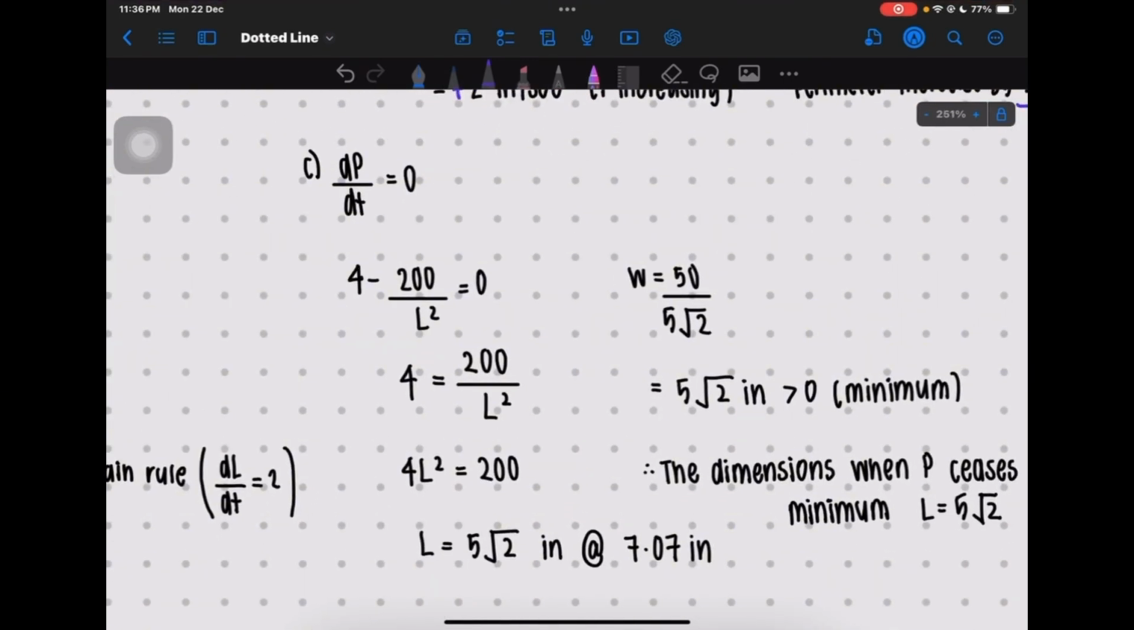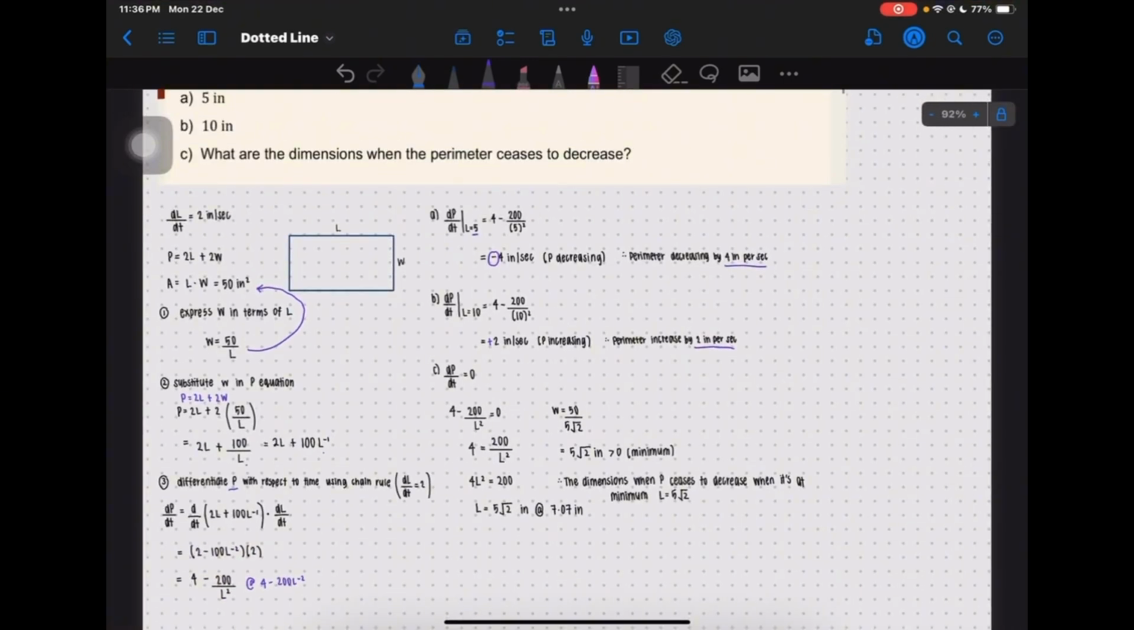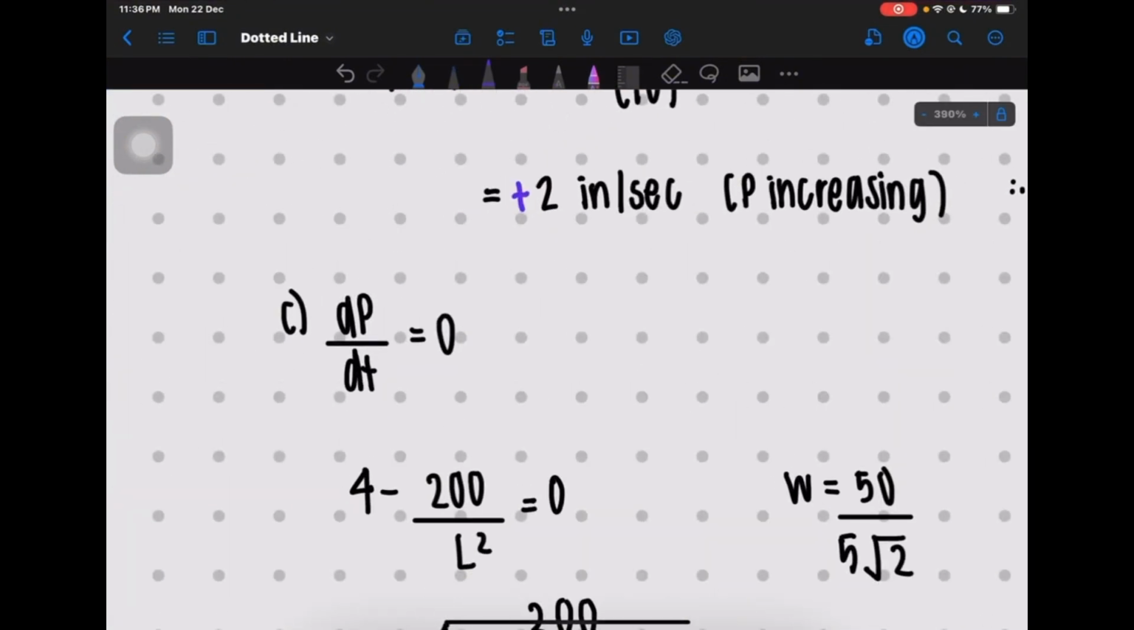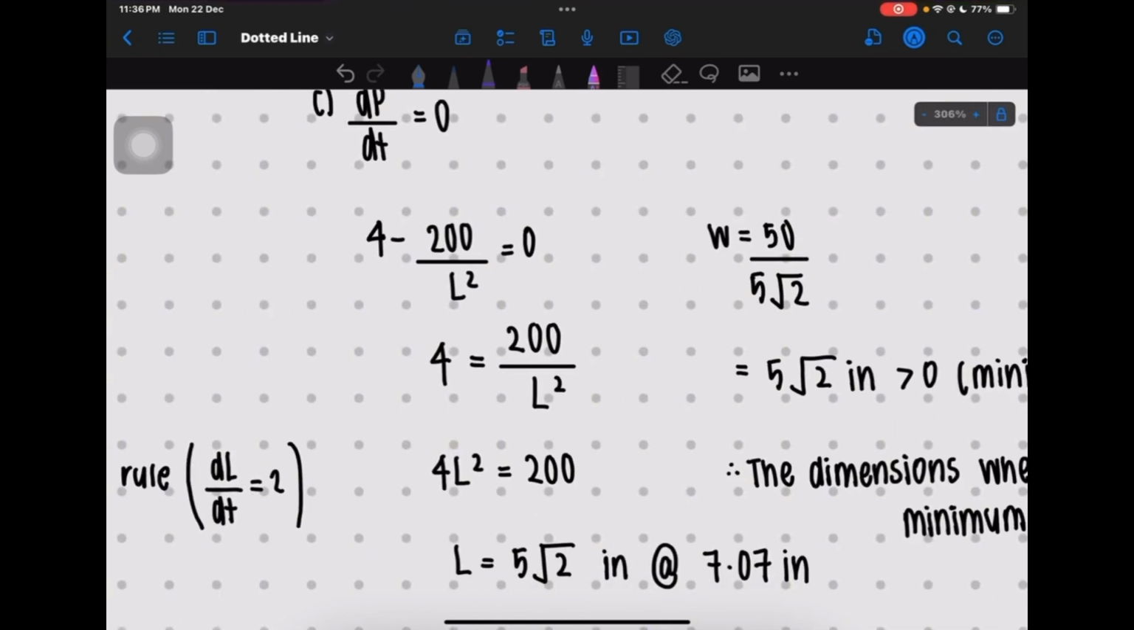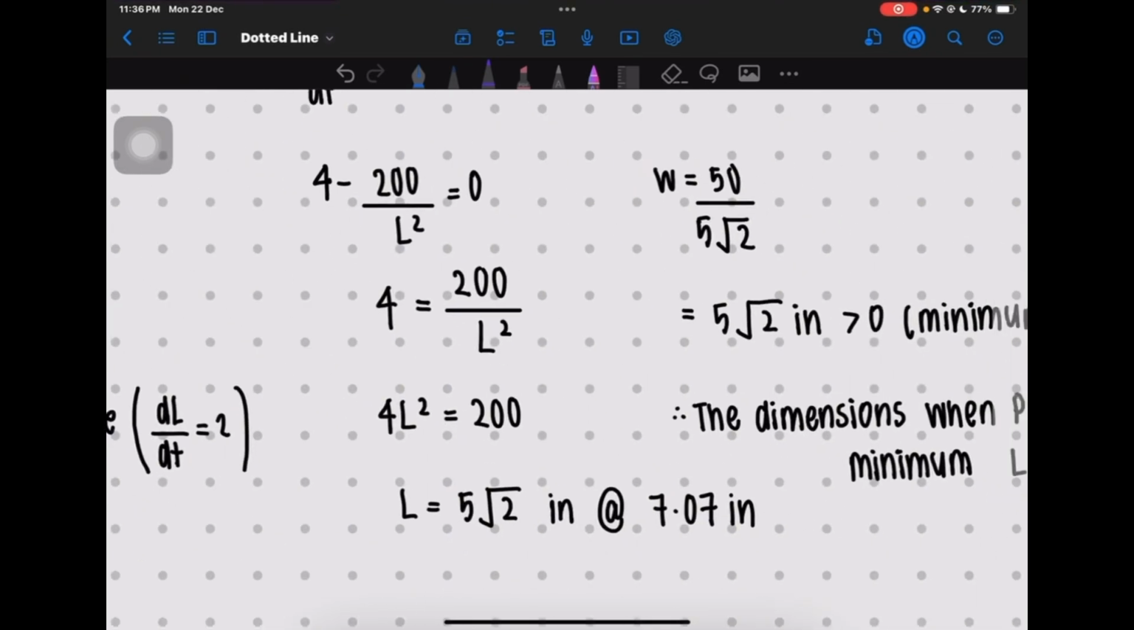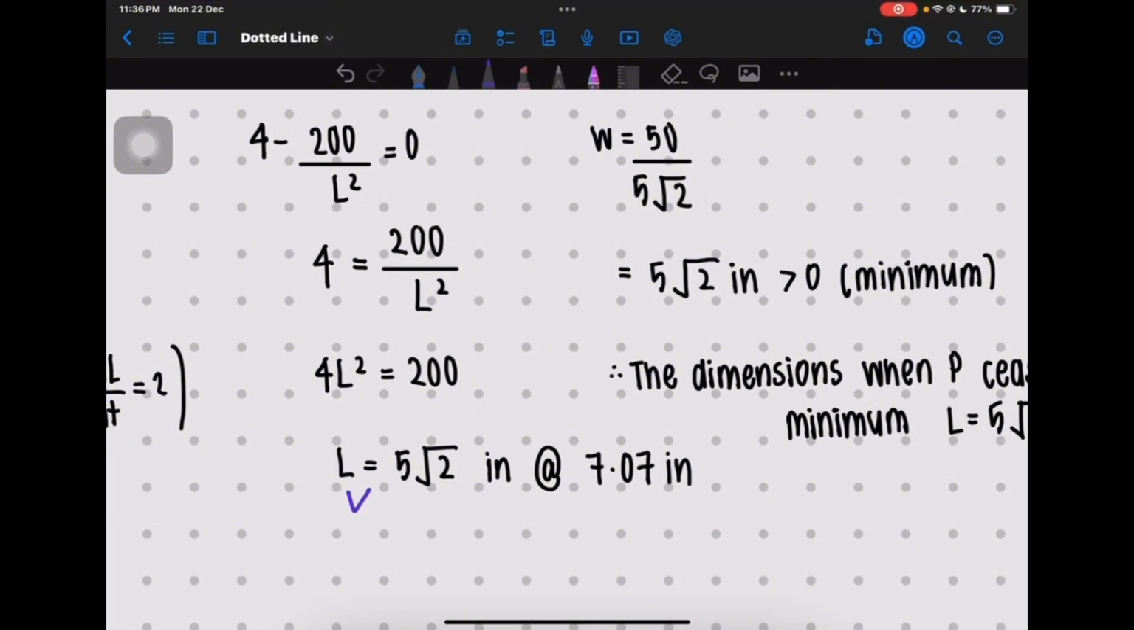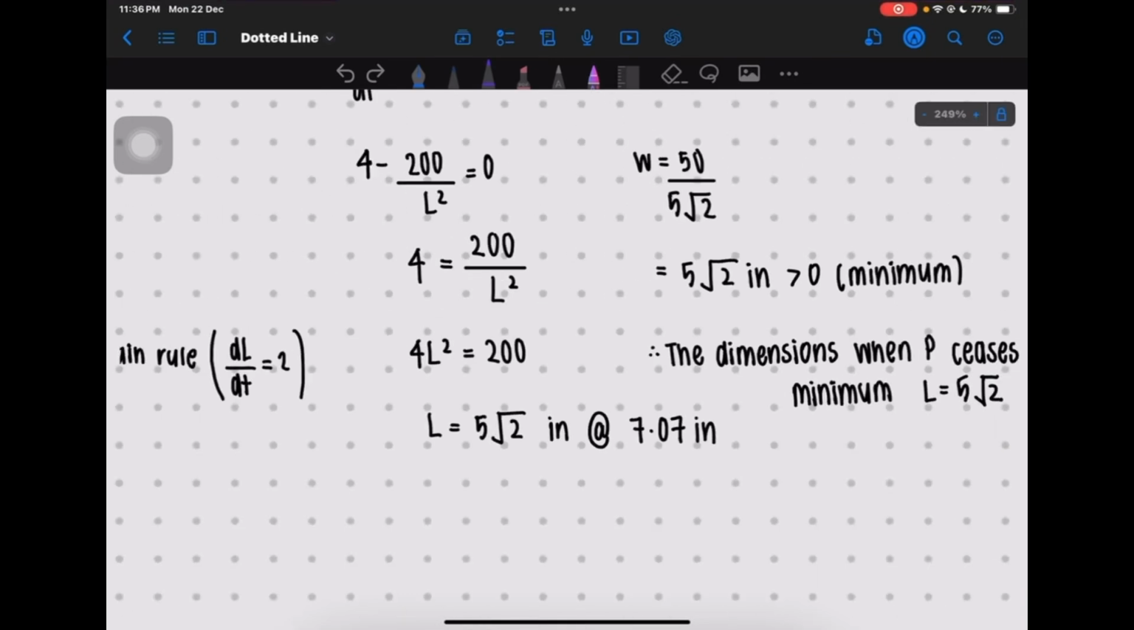And for C, how to know the dimension when the perimeter ceases to decrease, means that dP over dt equals 0. So we will equate dP over dt equal to 0 and solve for L. And we will get L equal to 532 inch or 7.07 inch.